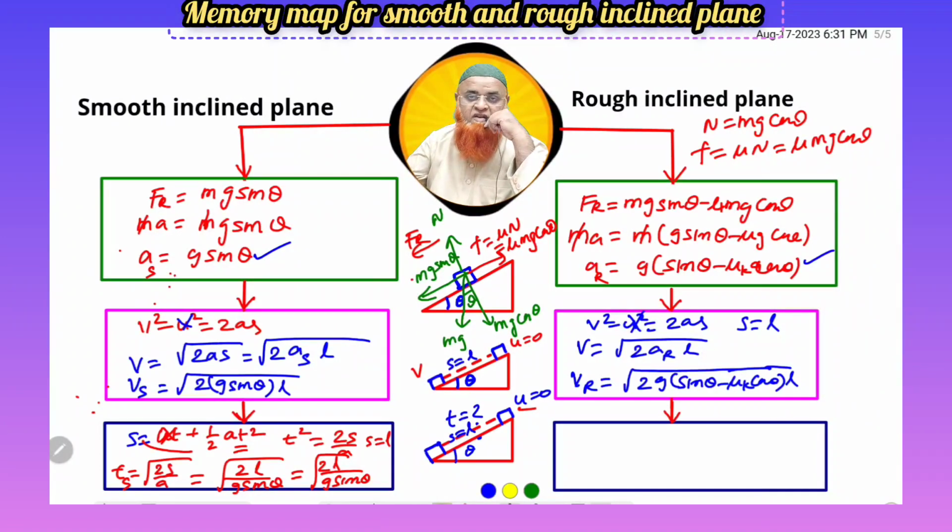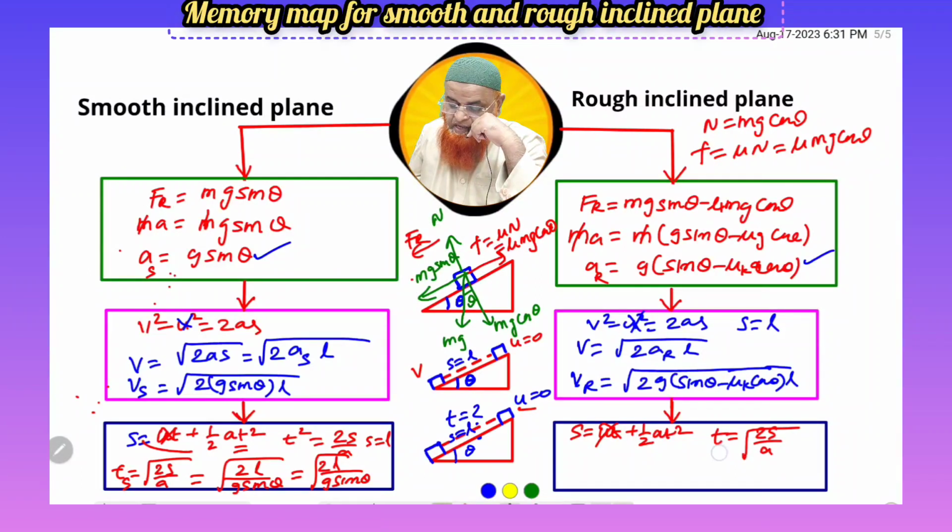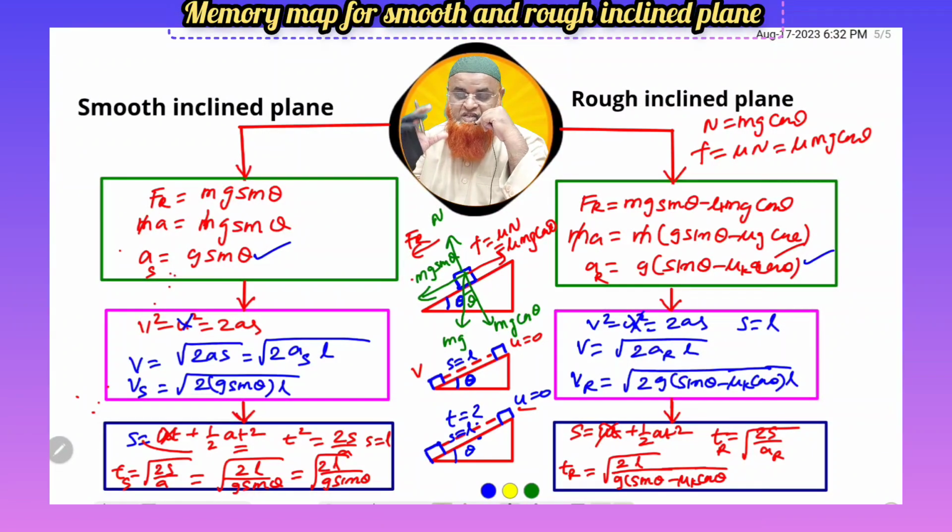Okay, so the time taken for a rough inclined plane can be considered like this. Here also the displacement is s equal to ut plus half at square, where u is going to be 0. Here t is nothing but the square root of 2s by a. So the time of a rough inclined plane is square root of 2L by the acceleration of the rough inclined plane, which is g into sin theta minus mu k cos theta. That is the acceleration we got at first.